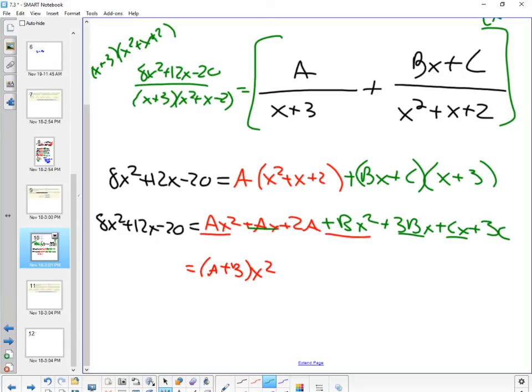So a plus 3b plus c times x. And then finally I've got 2a plus 3c. Is that it? Wait, what happens to the 3 from the bx? Oh, 3bx, thank you. I just missed it. Good looking out. So a plus 3b plus c times x, plus 2a plus 3c.